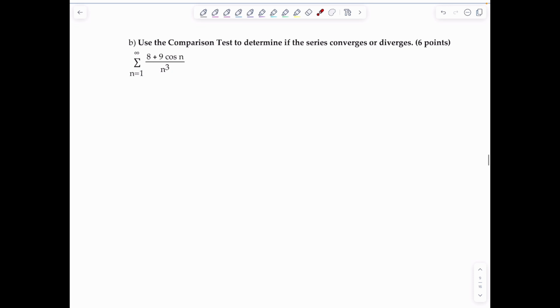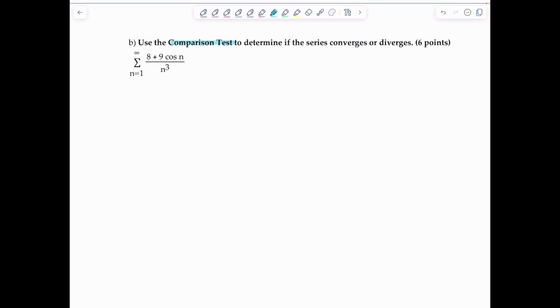Okay, next one. Use the comparison test to determine if the series converges or diverges. And we have here the sum, n equals 1 to infinity, of (8 plus 9 cosine n) over n cubed. So first you have to think to yourself, do I suspect this series converges or diverges? Because if you're going to use the direct comparison test, you have to show the inequality in a specific direction in order for the results to tell you something.